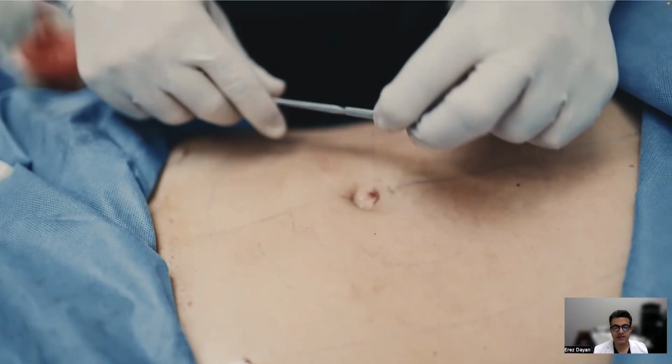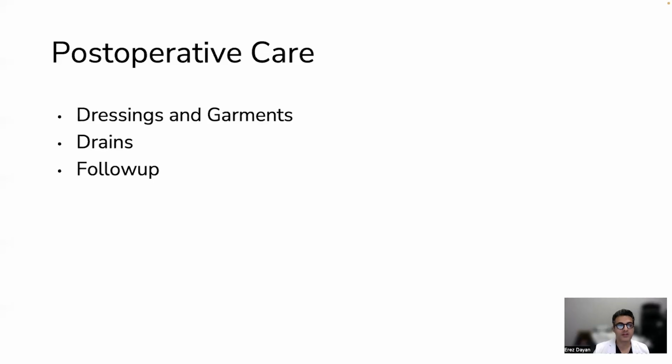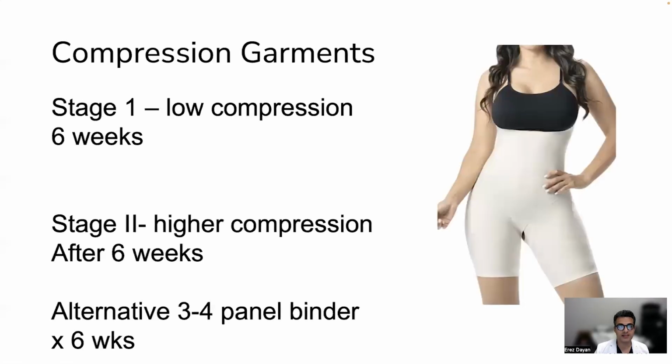So we just place one simple suture, either a nylon or sometimes just a fast gut, centrally to allow for some drainage of the tumescent, which is favorable. So post-operatively, we want to discuss dressings, garments, as well as drains. I typically don't use drains unless it's a really high volume liposuction case.